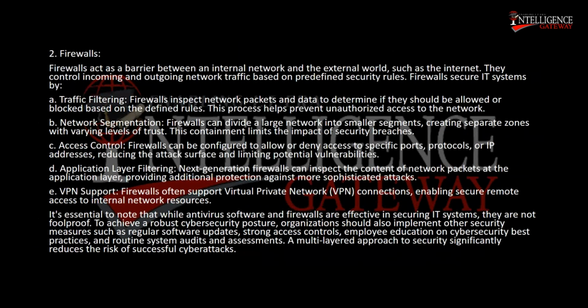Firewalls. Firewalls act as a barrier between an internal network and the external world, such as the internet. They control incoming and outgoing network traffic based on predefined security rules. Firewalls secure IT systems by traffic filtering. Firewalls inspect network packets and data to determine if they should be allowed or blocked based on the defined rules. This process helps prevent unauthorized access to the network.